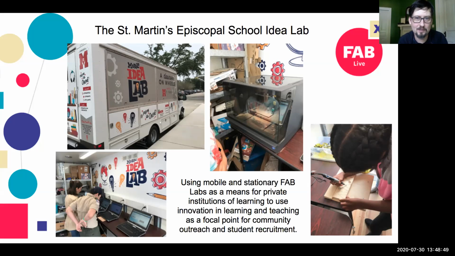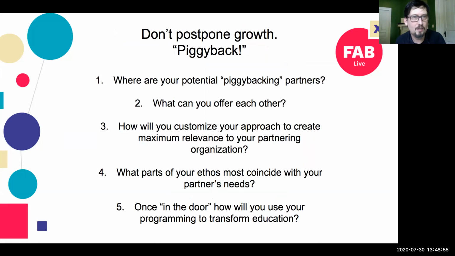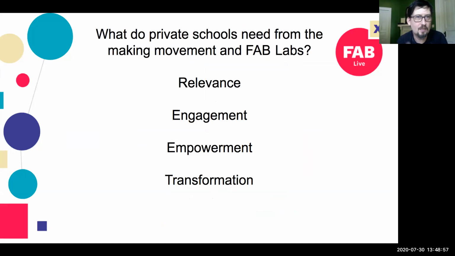Flexibility is really important for private schools. So when they look at relevance, they're looking for flexibility. They're looking to be able to use the Fab Lab, and they often have the funds to get a Fab Lab. They often have the funds to get a mobile Fab Lab, but they want it to be good at more than one thing. They want to be able to use it for a variety of things. And those things are instruction, outreach, and recruitment.